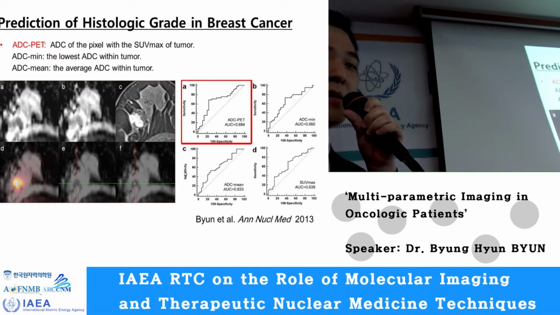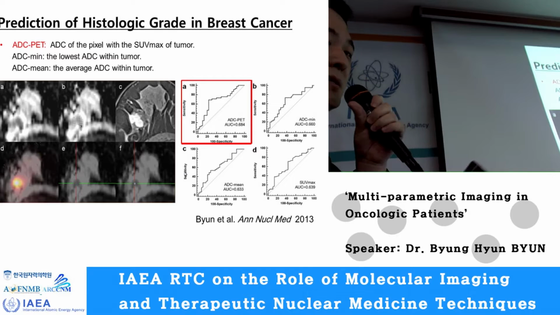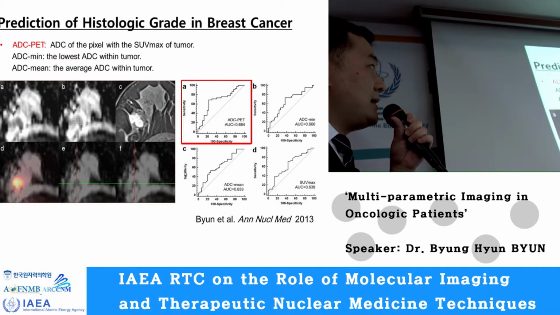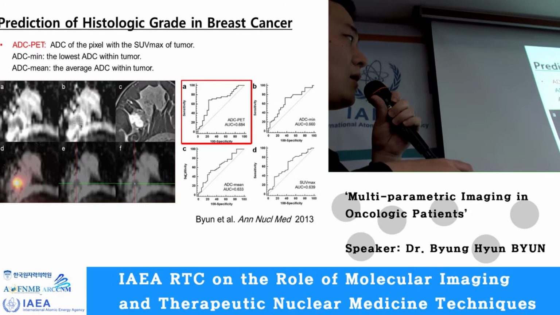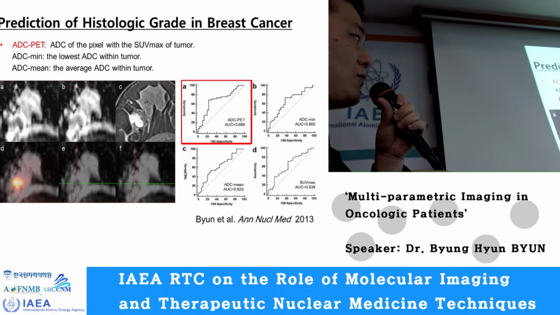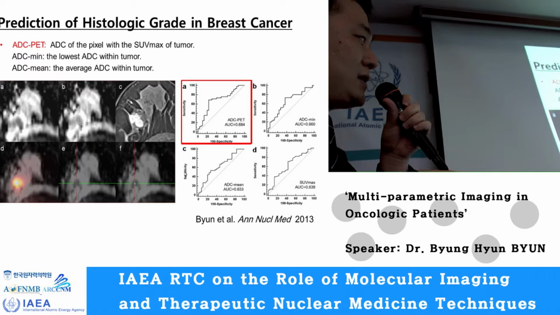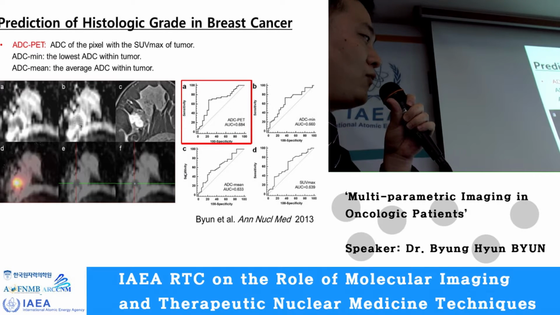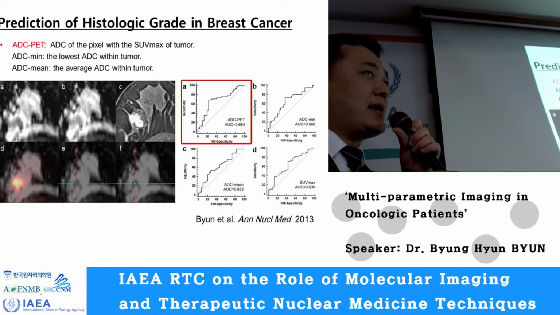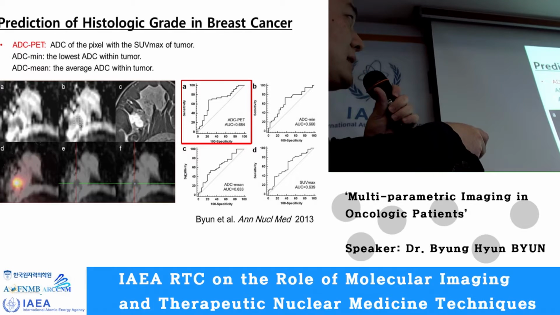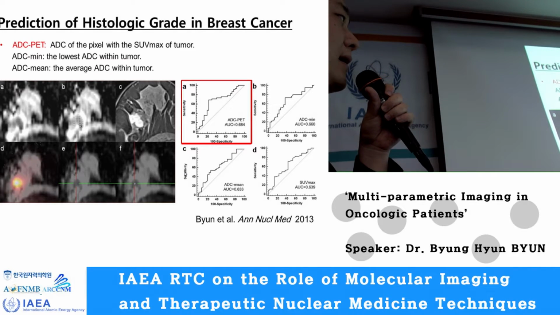By using a similar method, we assessed the ADC value at the region with the highest SUV. In breast cancer, we draw many regions of interest here, like this. Then we selected the one region of interest with the highest SUV. It was defined as the ADC peak.